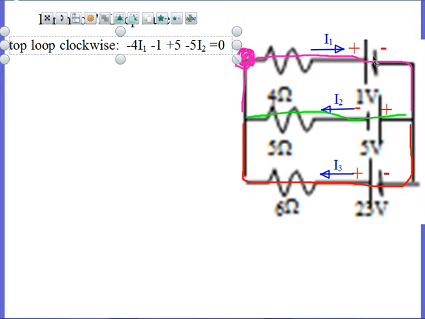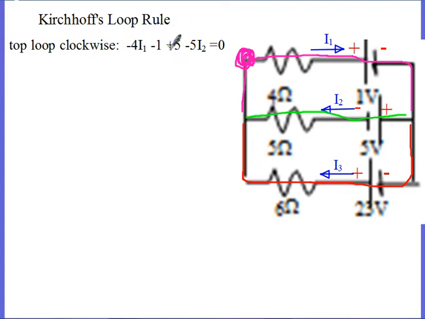I'm going to go through this seat of EMF from the high to the low, so that is a drop of 1 volt. Then I will go through this seat of EMF from the high to the low, so that is also a drop of 5 volts. And then I go through this 5 ohm resistor with the current, so it's also a drop of 5 times the current there. Resistance times current gets you that voltage drop.